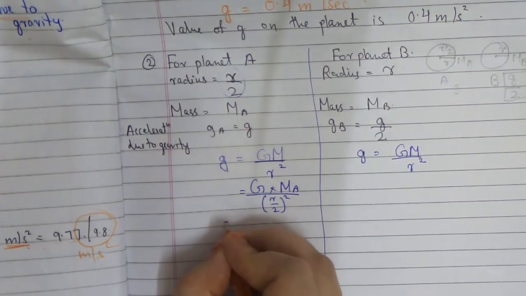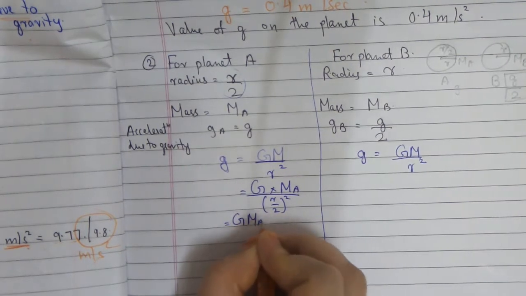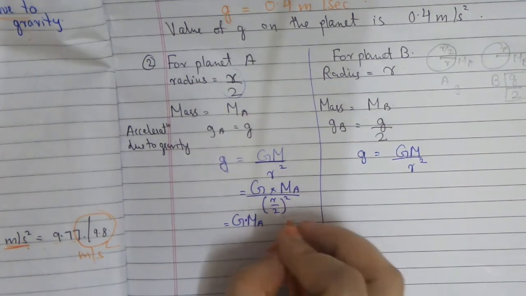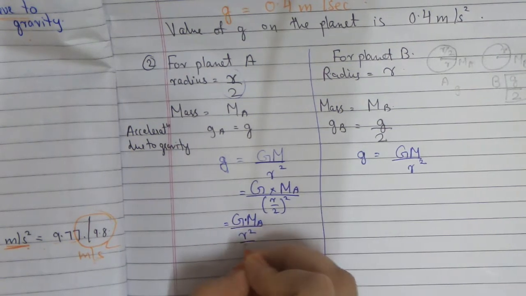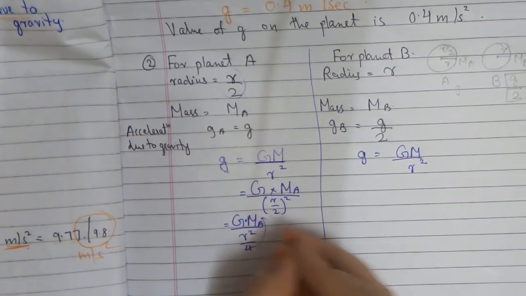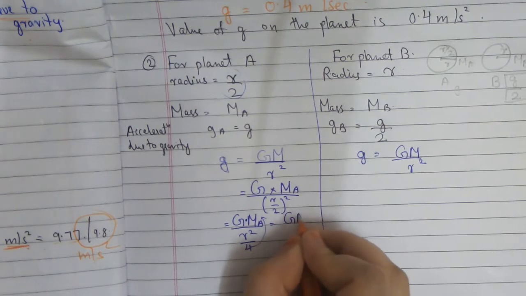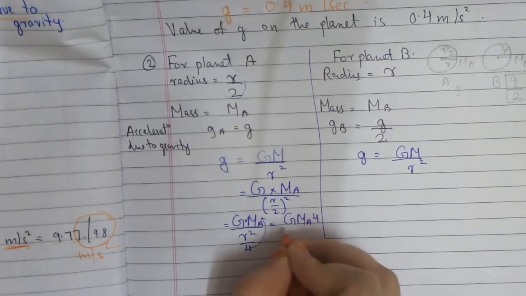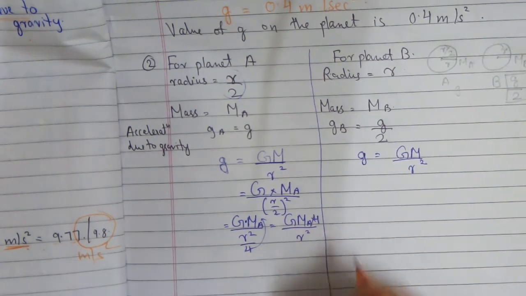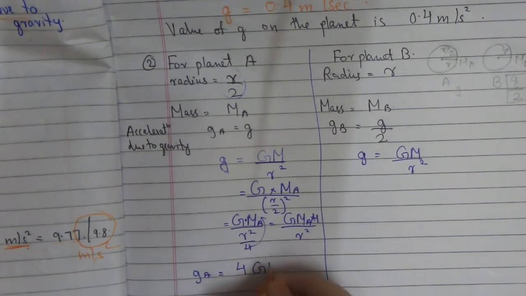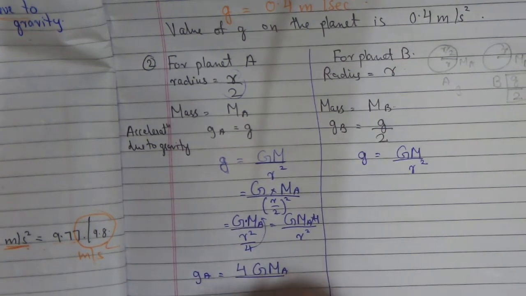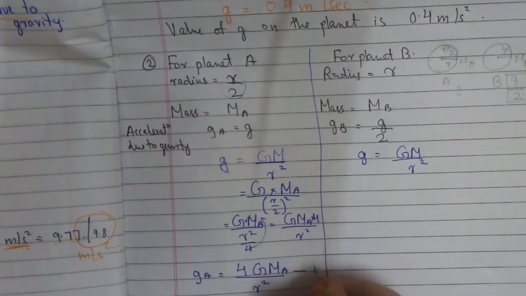So we will get G into mA. Here r upon 2, so the square will be r square upon 4. Now this 4 will come into the numerator, so G mA multiplied by 4 upon r square. So our final equation is gA is 4 G mA upon r square. Suppose this is our equation number 1.